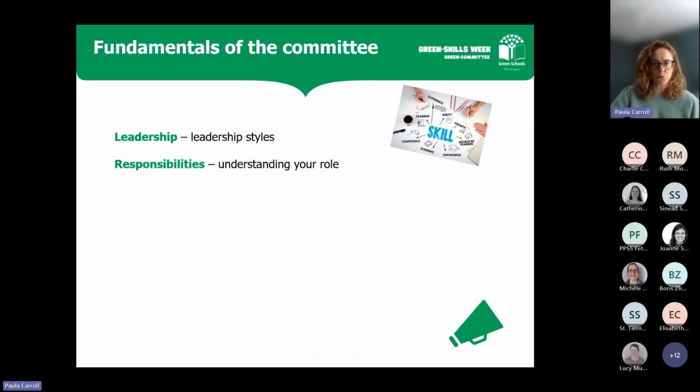Responsibilities, understanding your role within the committee. What do we mean by that? So when you're in a committee, we would expect people to come in having read the agenda, which would be sent out before the meeting. What's expected of you? What issues are going to arise? Did I have any actions from the previous meeting I should have closed out if I couldn't manage it? How am I going to put this across?